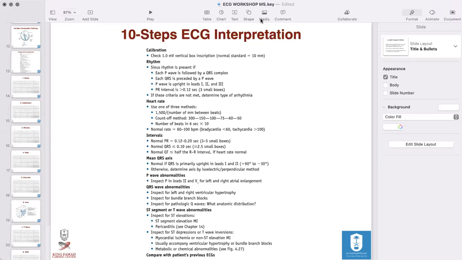Any more questions before we move to the abnormal ECGs? While we're waiting for questions, I'm going to bring you ECGs to interpret.